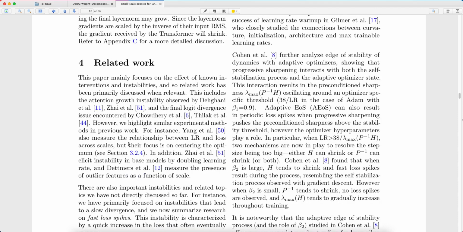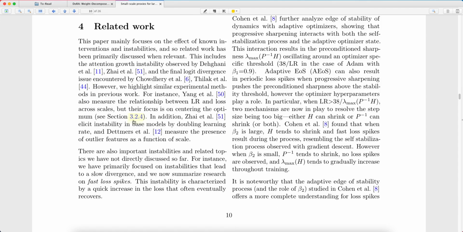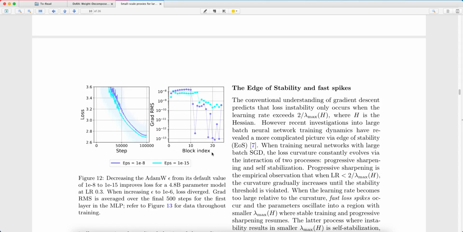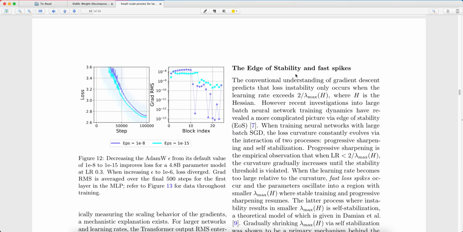Okay, related work mainly focuses on the effect of known interventions. The related work has primarily been discussed when relevant. We talked about attention growth instability, logit divergence, fast loss spikes, quick increase in the loss that often eventually recovers. I've actually been seeing that recently in some training runs for SmolLM 135 million. The edge of stability and fast spikes.